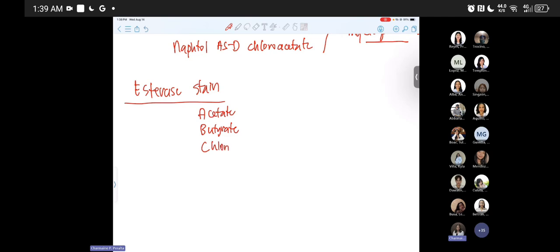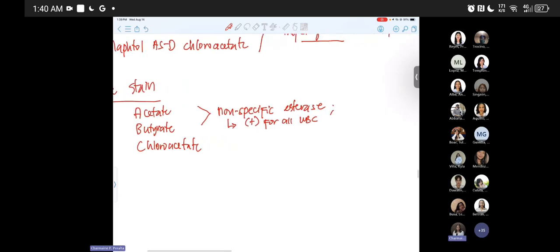Butyrate and chloroacetate. Si acetate and butyrate, these are non-specific esterase. So, ibig sabihin ng non-specific, positive siya to all WBC. Mapa-lymphocyte, mapa-granulocyte, mapa-monocyte. Ang acetate and butyrate esterase stain is a non-specific esterase, so ang expected result, positive siya for all WBCs. Pero, it will be strongly positive for monocyte. So, strongly positive siya for monocyte only.